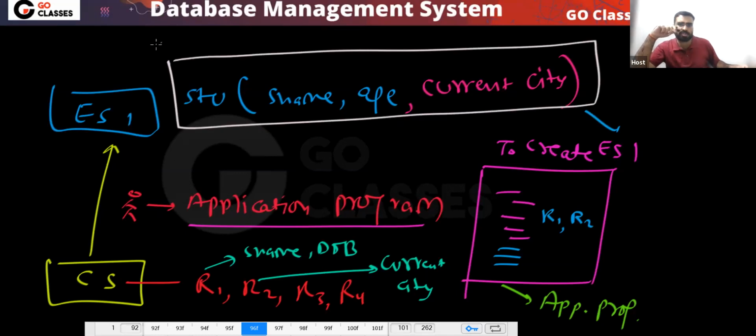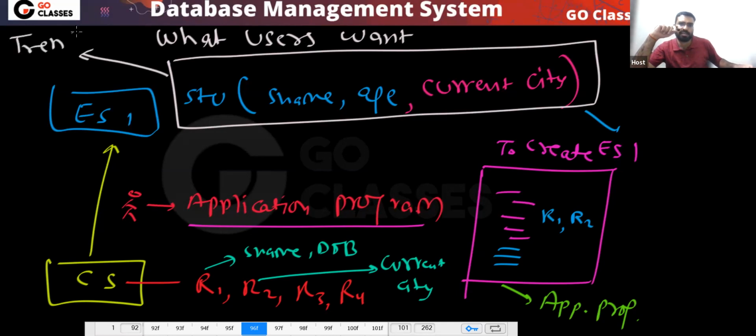Remember, the user is God, the customer is God. So you cannot refuse. This is what users want. This is the trending thing. Let's assume this is the trending thing, so what will you do? You will create a program.